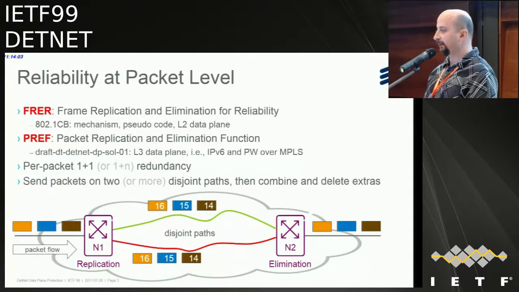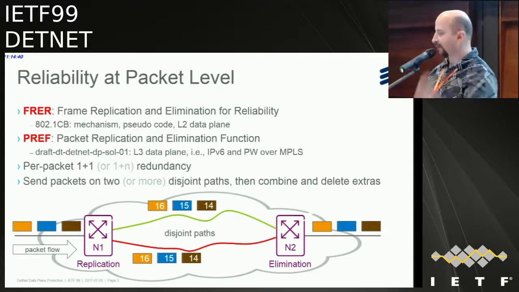So the mechanism itself has been specified by the 802.1CB document, which is called Frame Replication and Elimination for Reliability, the FRER. That includes pseudocode as well. Actually, we used that code in our implementation. It also specifies the layer 2 data plane aspects. The data plane solution draft 0.1 calls it Packet Replication and Elimination function, and provides the details of the layer 3 data plane, which we have discussed before along Yuni's presentation.